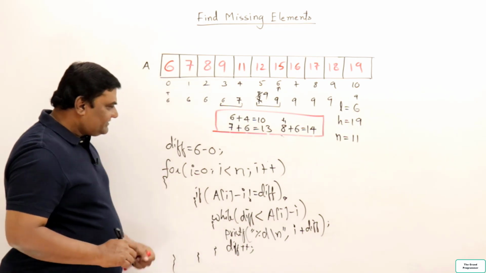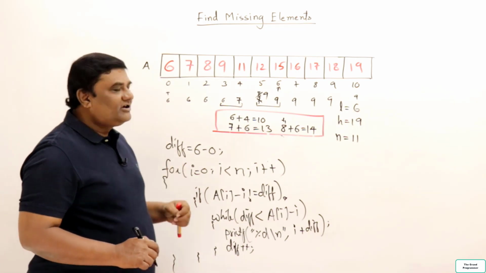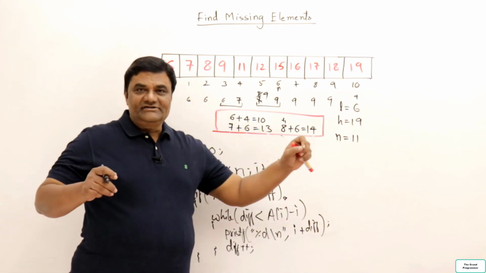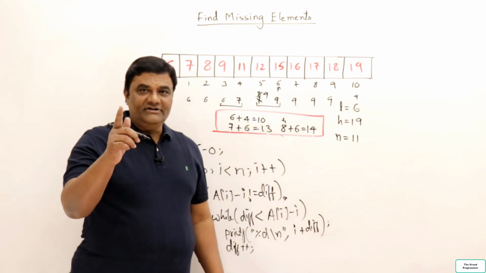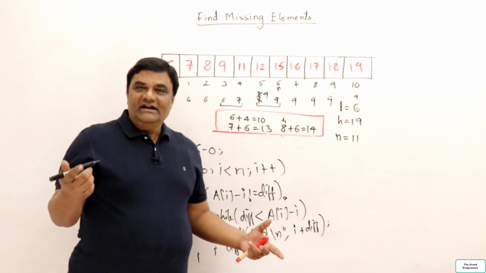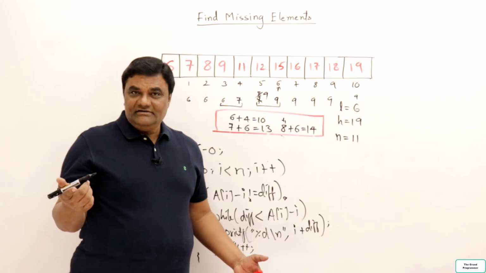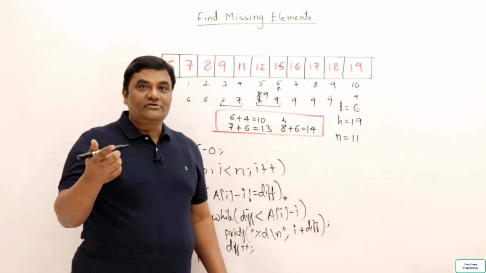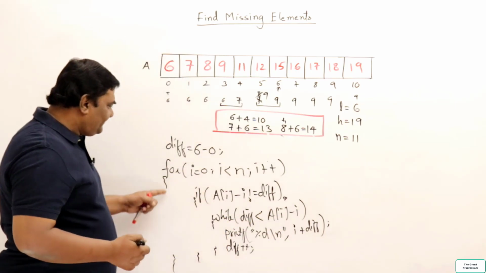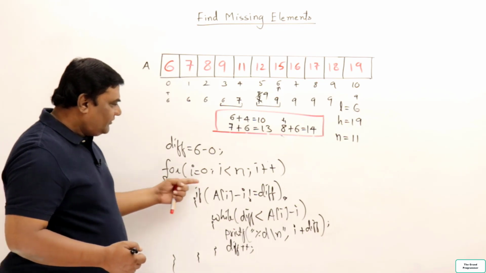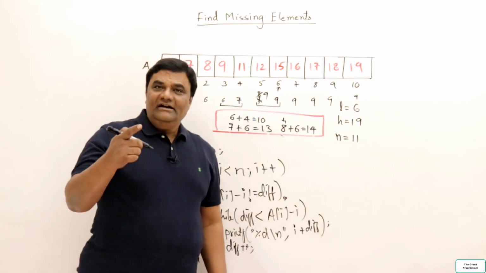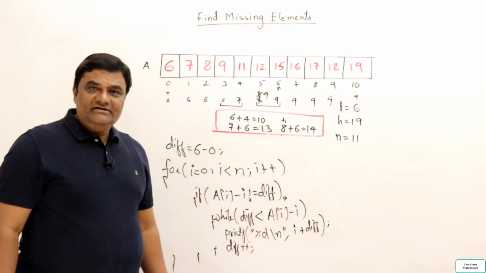Now how much time it is taking? See, what is the amount of work we are doing? We are scanning through the list of elements. How many times? Only one time. So the time is order of n. So if there are n elements, so the time is order of n. So if you look from the code, for loop is there. For loop, how many times it will repeat? N times. So time is order of n.